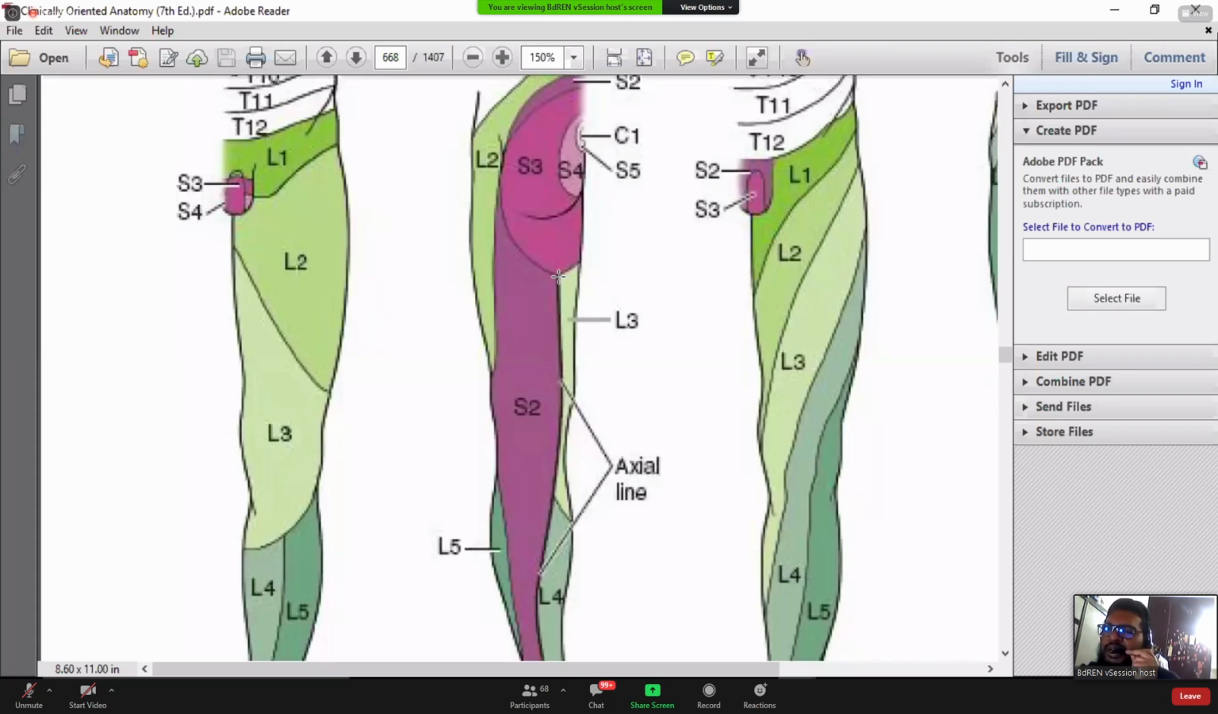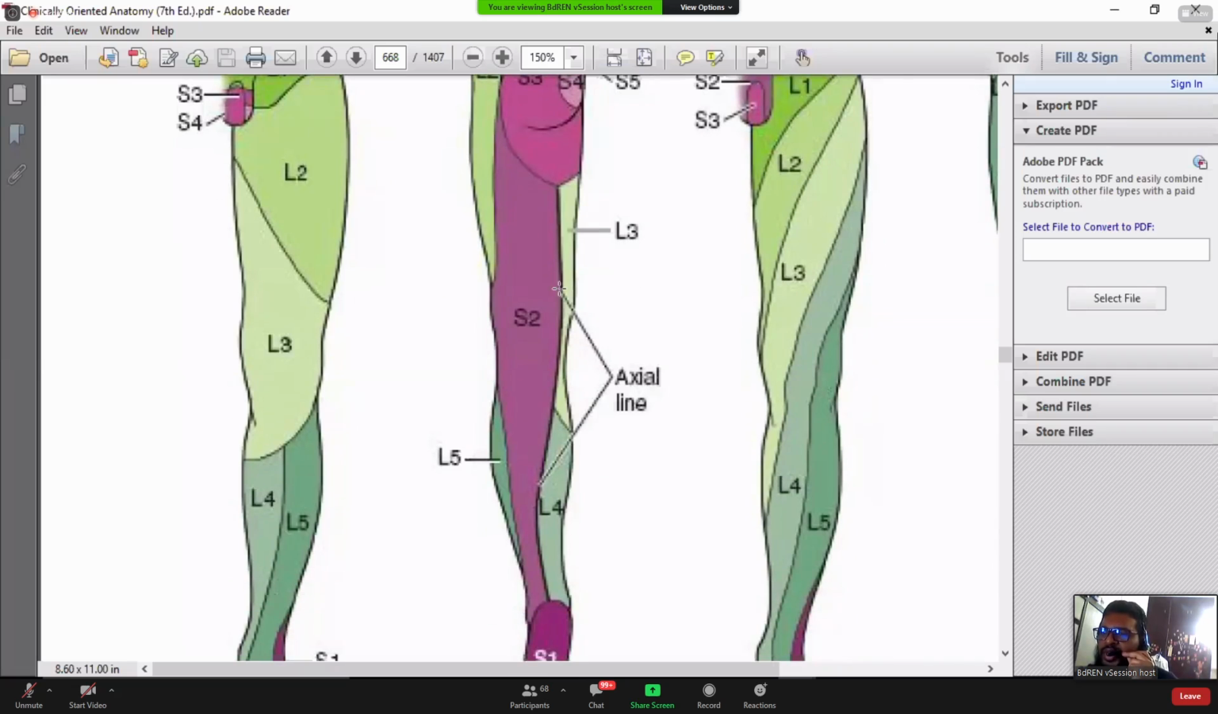So axial lines, I told you, you have studied it, are where two discontinuous dermatomes meet. For example, here L1, L2 and L3 are continuous. L3 and L4 are continuous. L4 and L5 are continuous. That's why there is no axial line here.